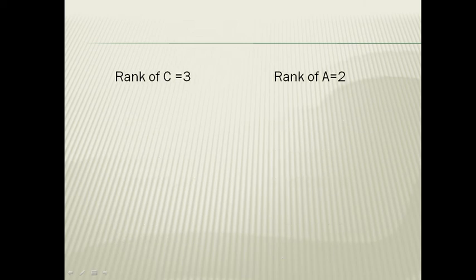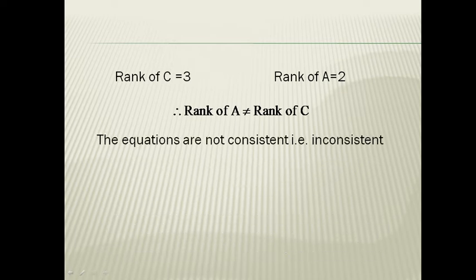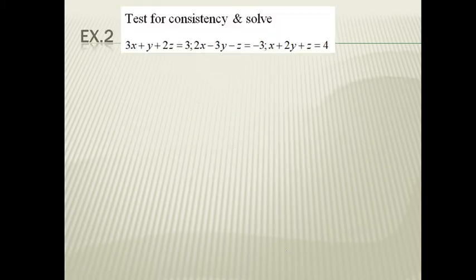Then rank of C equals 3, rank of A equals 2. That means these two ranks are not equal. Therefore, the equations are not consistent. That means inconsistent, and the system has no solution. In this way, for inconsistency, we apply the concept of rank here, and we test the consistency or inconsistency of the equations. Now we discuss another example: test for consistency and solve the equation.